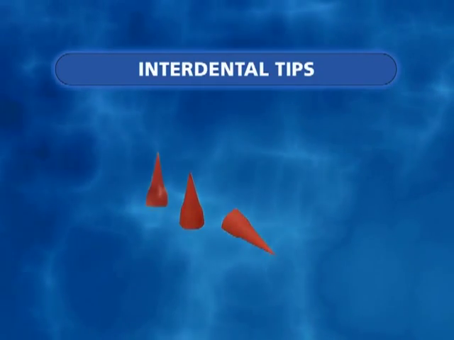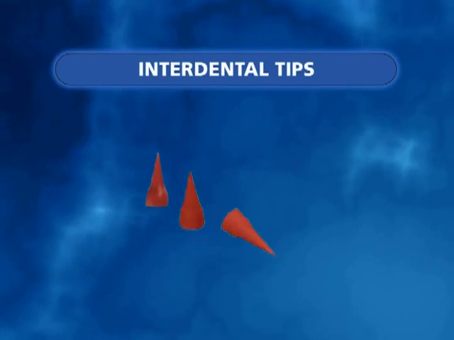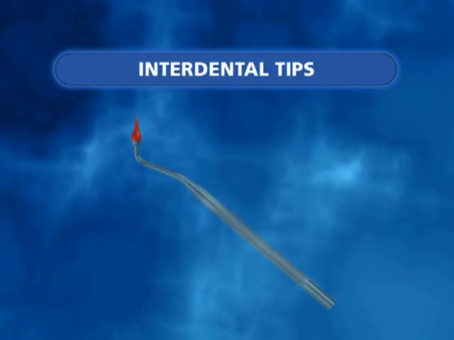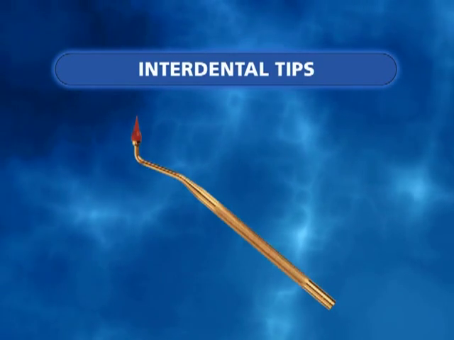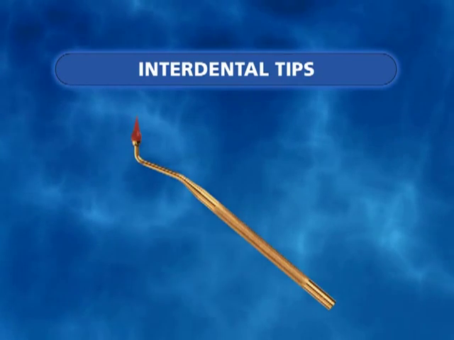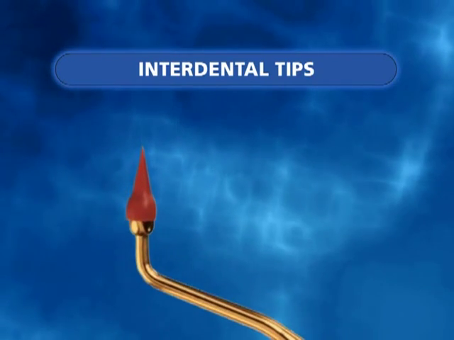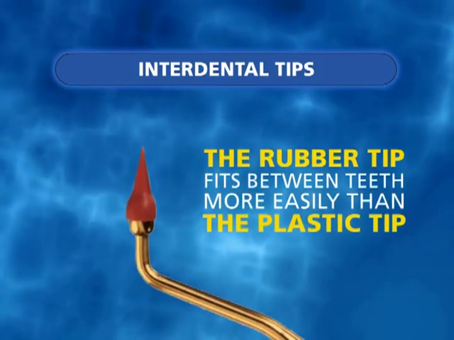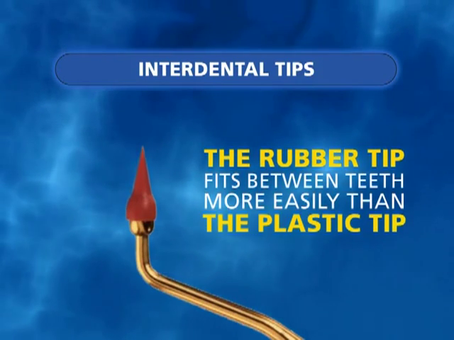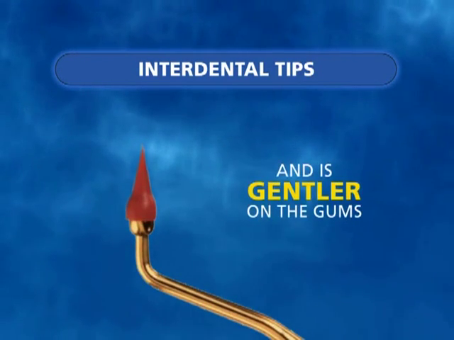Interdental tips are usually made of rubber or plastic. They are usually attached to the end of a toothbrush handle. The soft, pliable rubber tip is usually preferred because it fits between the teeth more easily than the plastic tip and is gentler on the gums.